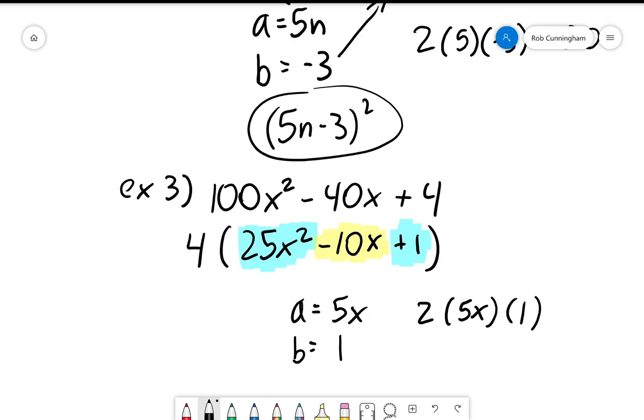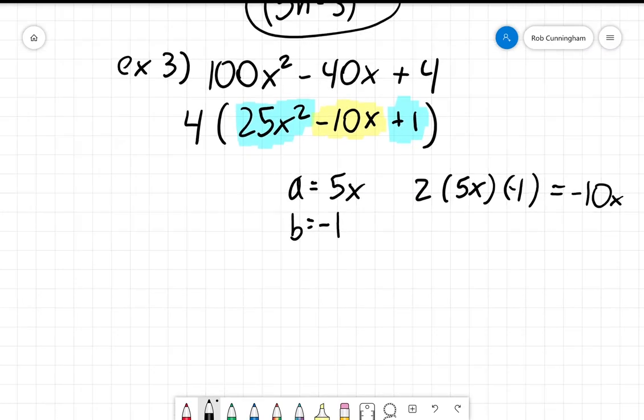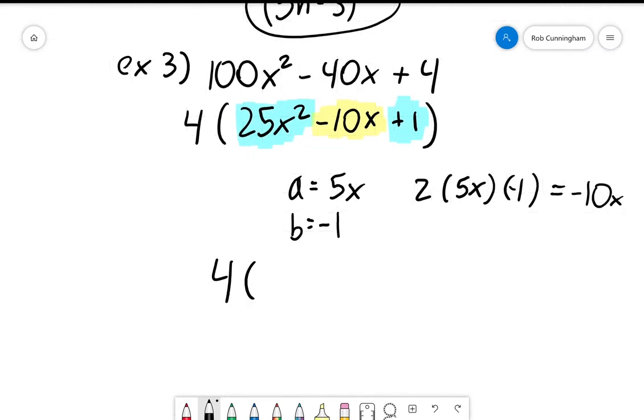Well, that doesn't seem right. That would give me positive 10x. That doesn't seem right at all. Oh, I see what I did wrong. This b must have been negative 1. Because then I would have 2 times 5 times negative 1 equals negative 10x. Okay, so I was slightly off, but still, my final answer is going to be 4 times 5x minus 1 squared.